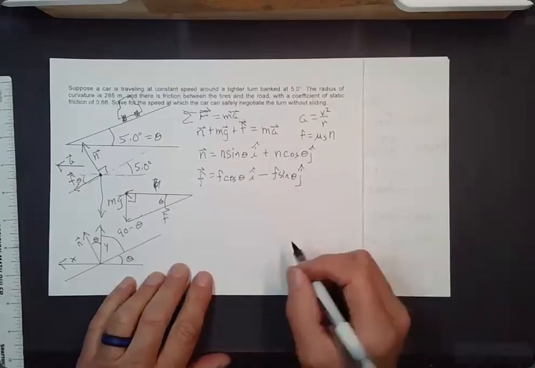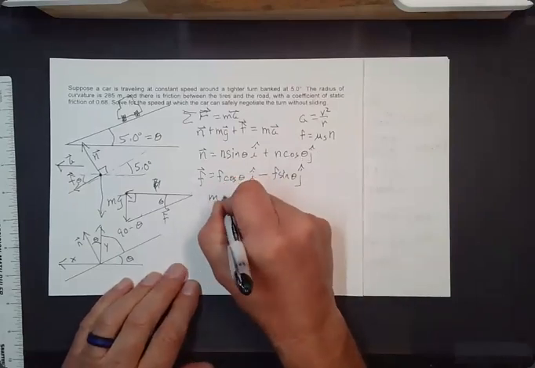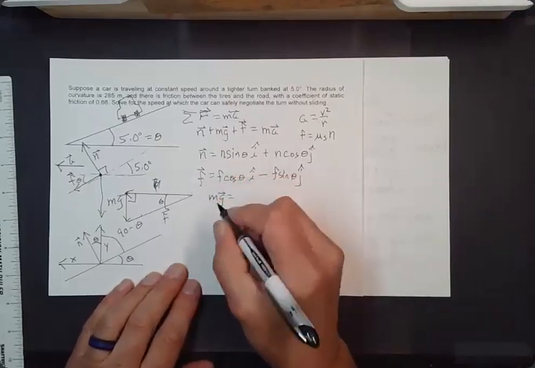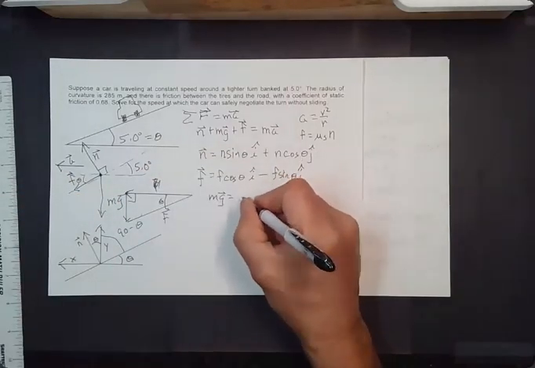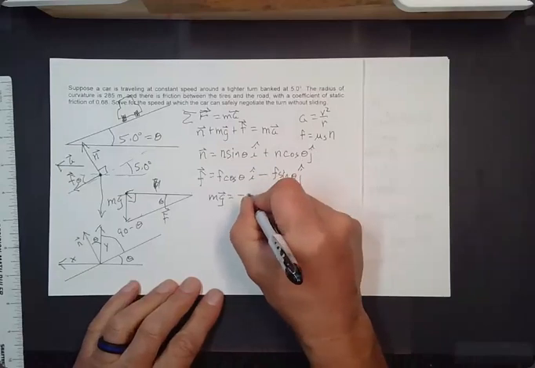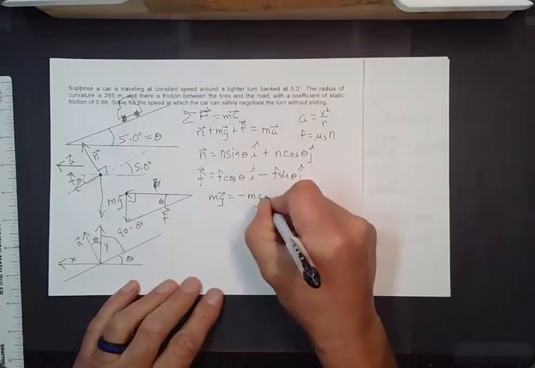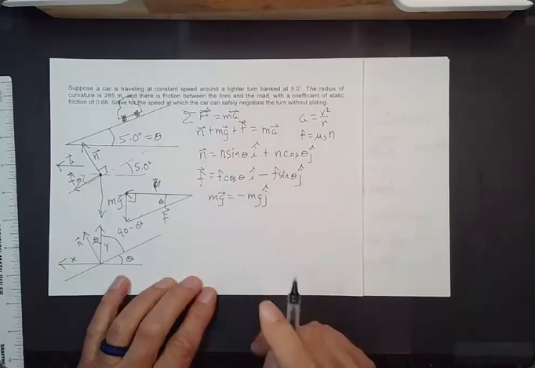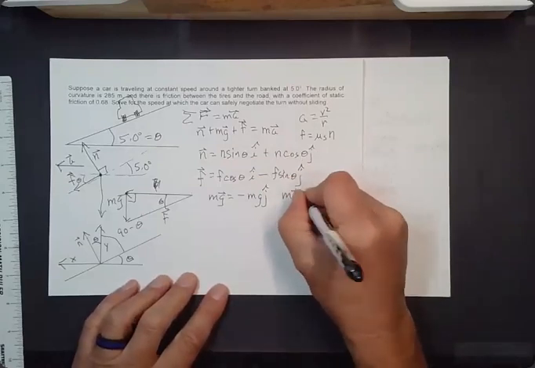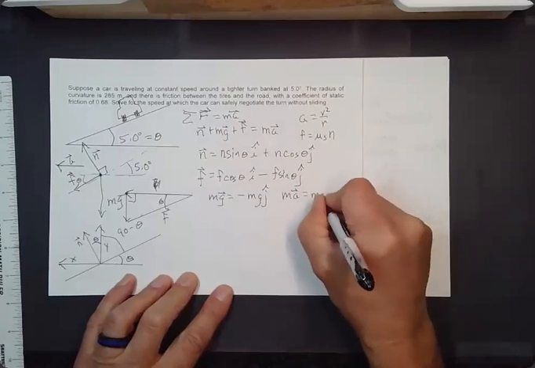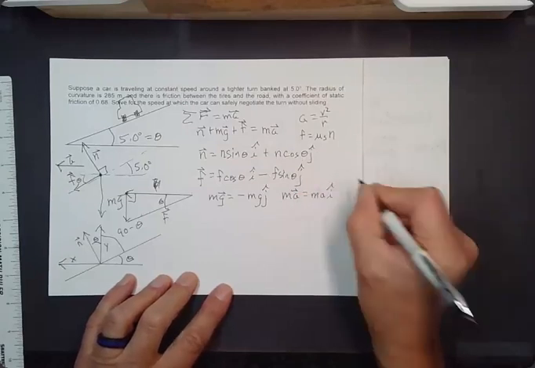And what else have we got? mg. That's just in the minus y direction. My voice is going, but that's okay. We'll live with it. And ma is just going to equal whatever its magnitude is in the i hat direction.